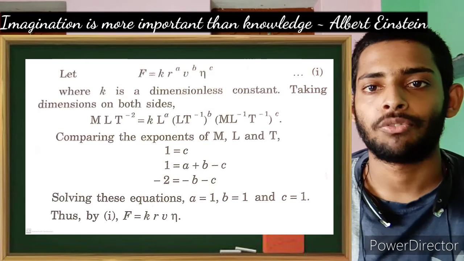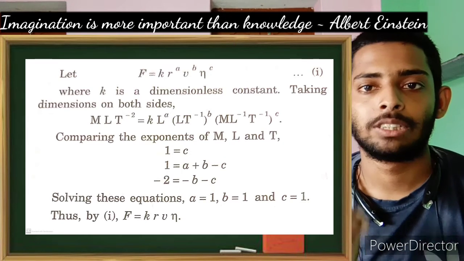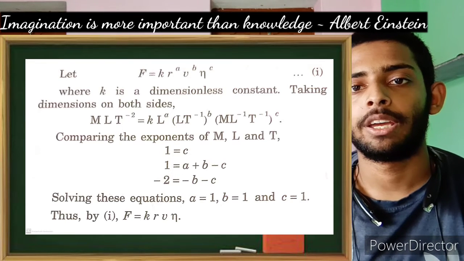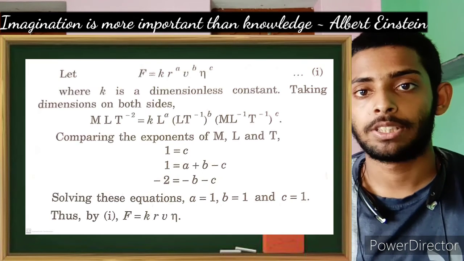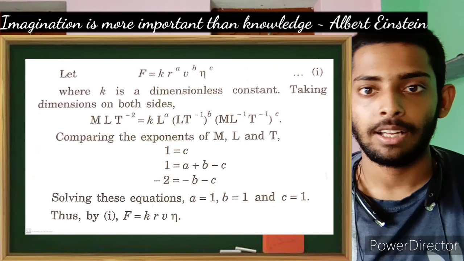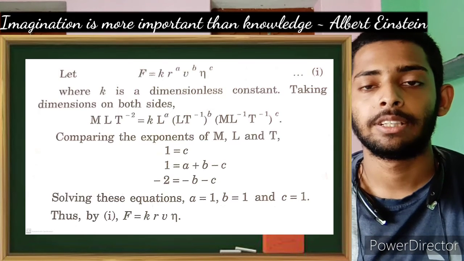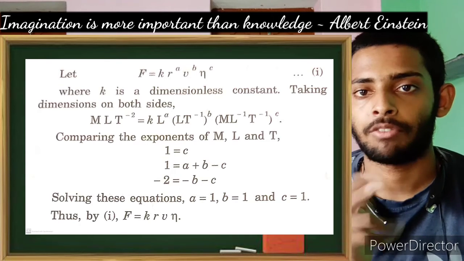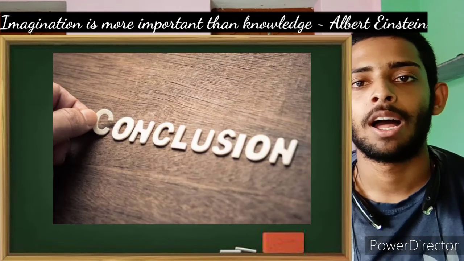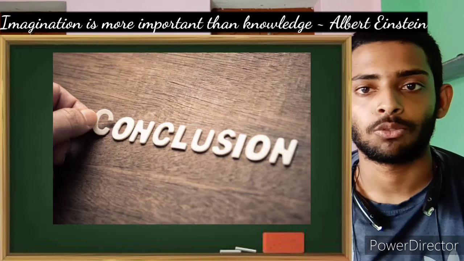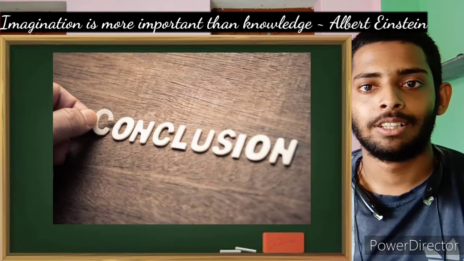So the final viscous force applied to a spherical body of radius r, moving in a fluid with coefficient of viscosity eta, is 6 pi eta r v, where v is the velocity. In this way we derived Stokes' formula and saw how dimensional analysis was very helpful to us in deriving it. And yeah, that is it for this topic.